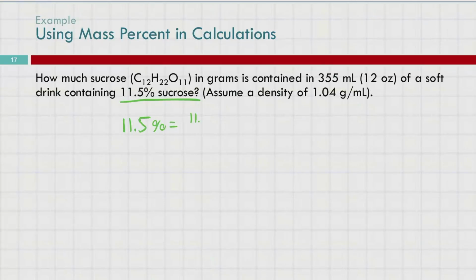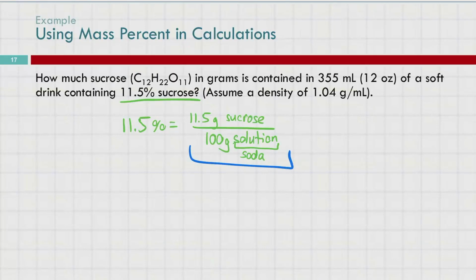11.5% equals 11.5 grams sucrose per 100 grams solution. In this case, our solution is the soda, the pop, if you will. And that's the conversion factor that we're going to use. So let me turn this into an arrow instead of an equals. That's how we want to change from mass percent to a useful conversion factor. We are going to assume a density of 1.04 grams per milliliter, so 355 milliliters.